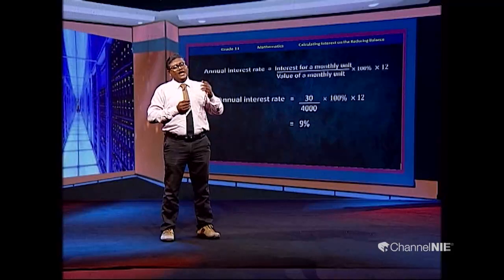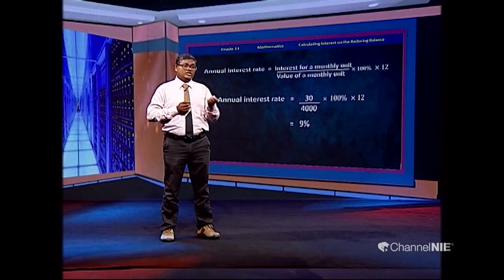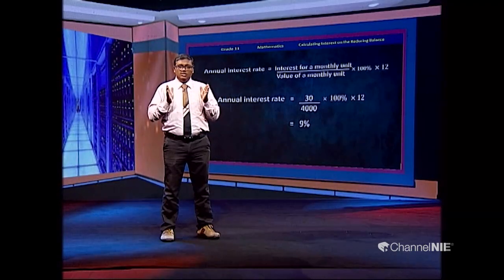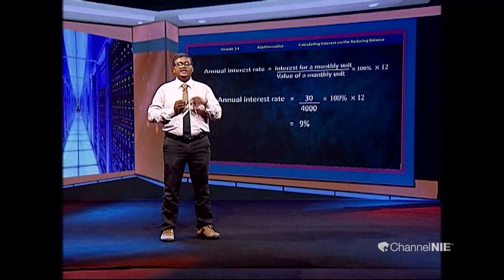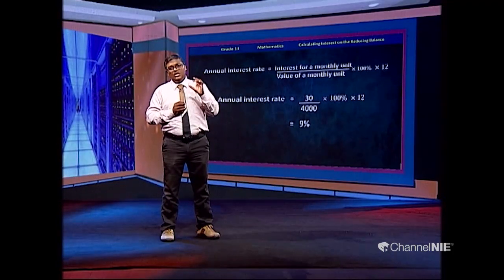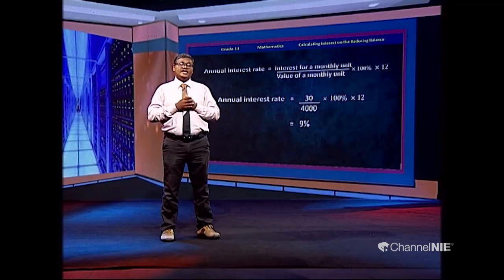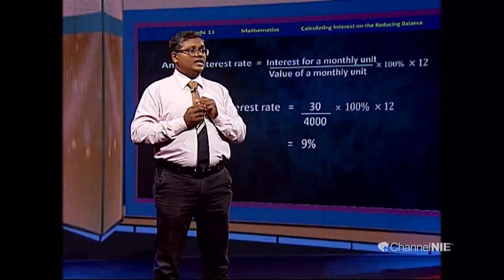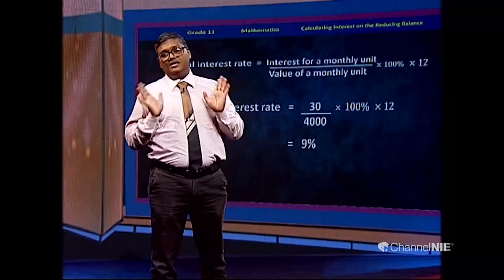After that, you can calculate the number of monthly units. n into n plus 1 divided by 2. You can find the number of monthly units. Then divide the total interest by the number of monthly units. You will get the interest for a monthly unit. When you get the interest for a monthly unit and the value of a monthly unit, you can use this formula. Using the formula, you can calculate the annual interest rate.